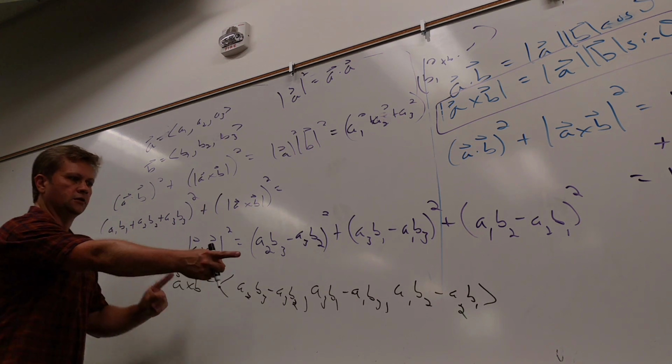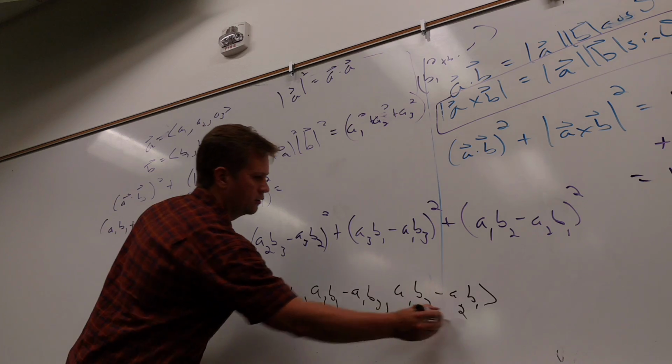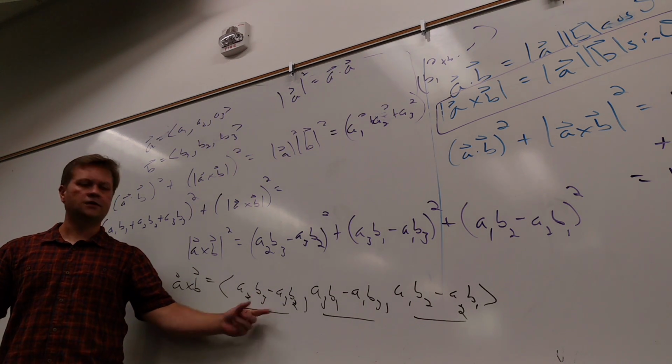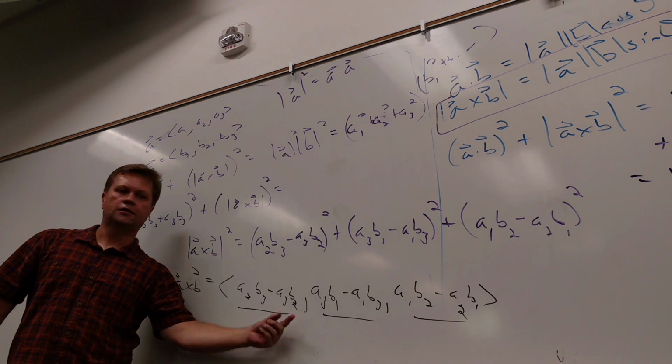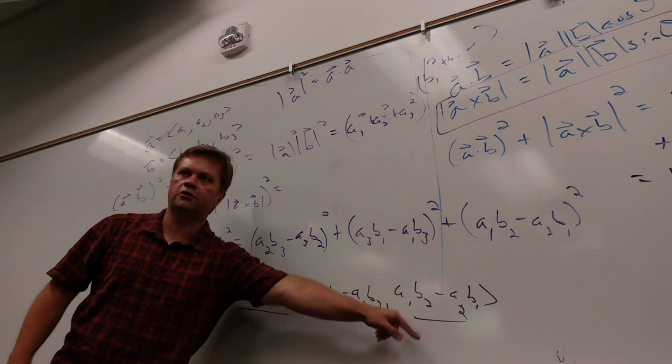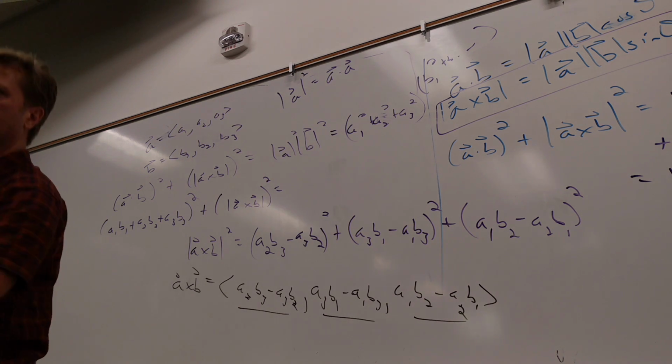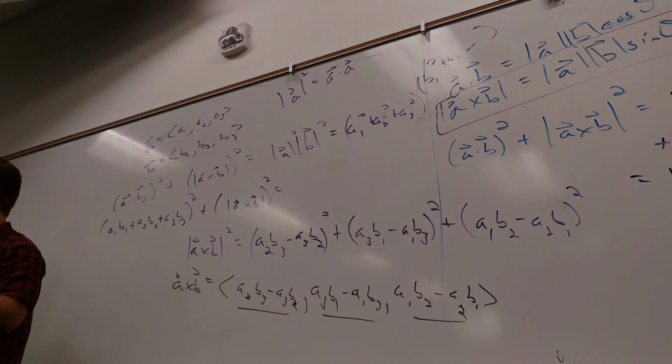And is this a vector? Yes. 1, 2, 3 components. Notice how in the first component, there's no 1s. In the second component, there's no 2s. In the third component, there's no 3s. Do you guys see that? Yes. All right. It's just a little side note.